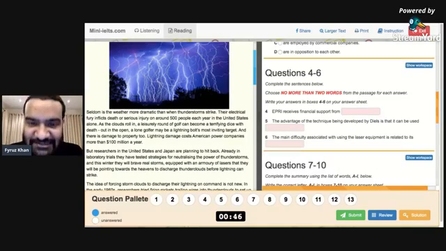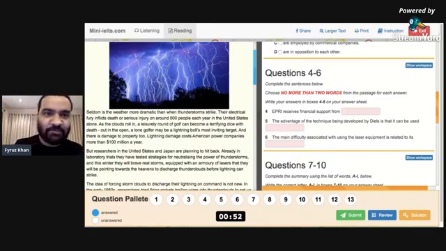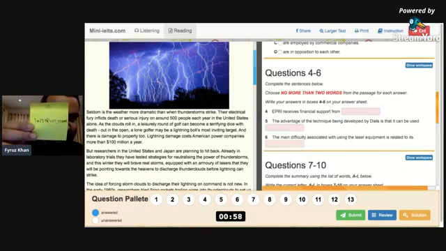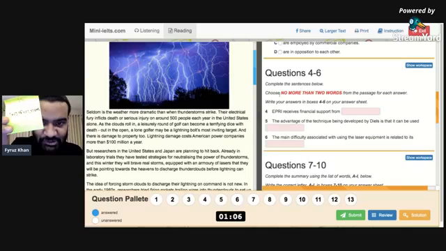This is sentence completion. Okay, so read the instruction first. So the first tip is read the instructions. There you go. This is the first thing that you should do. Read the instructions here.